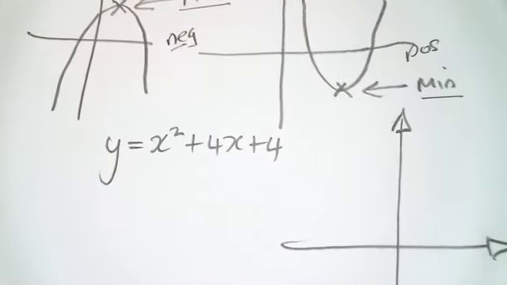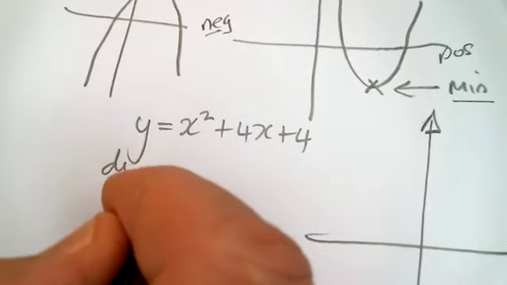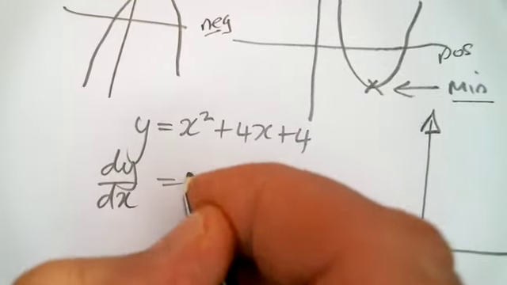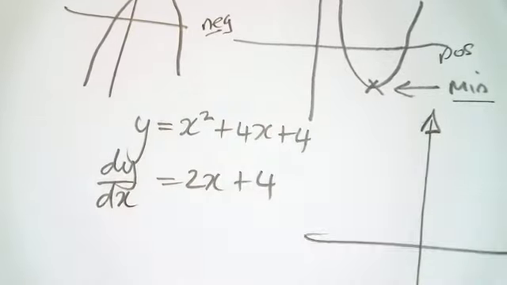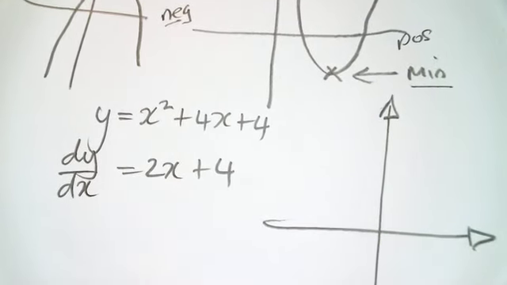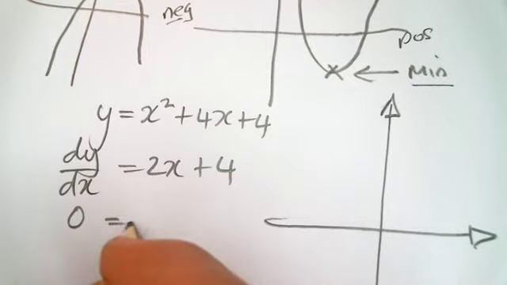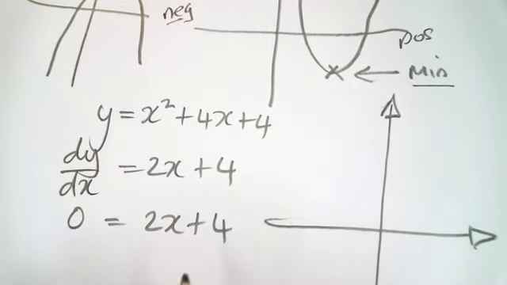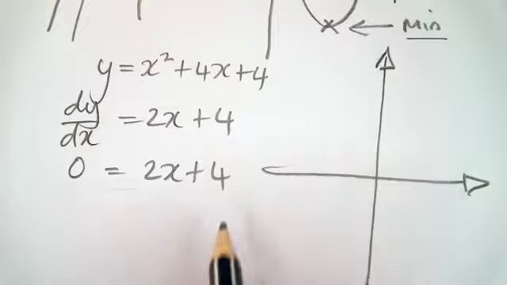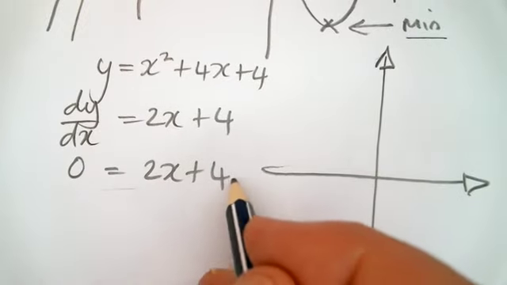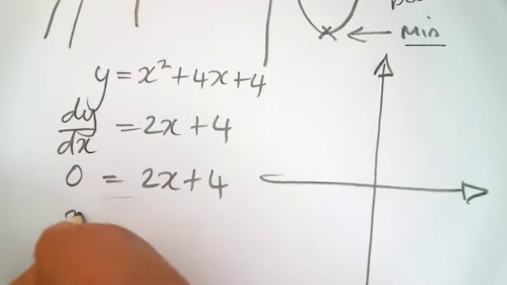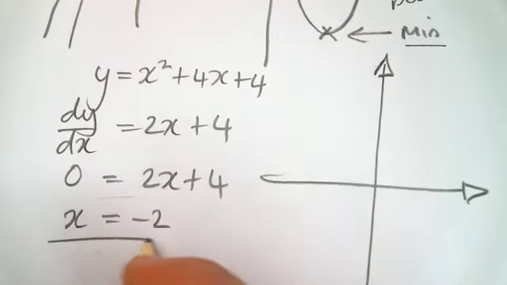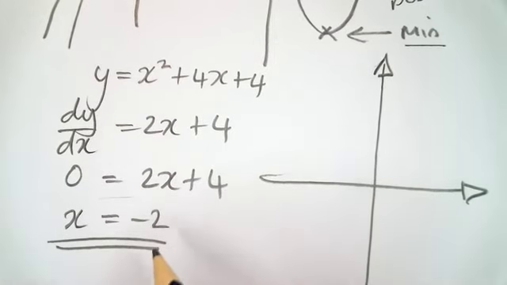And then when we found the derivative of that, we said dy/dx is equal to 2x plus 4. We're going to say, well, the turning point must be with a gradient of 0, so 0 is equal to 2x plus 4. And then all we have to do is make x the subject, subtract 4 from both sides, divide both sides by 2, and we're going to end up with x is equal to negative 2. Notice I'm doing all of that in one go rather than talking it through, because you should know how to do that.